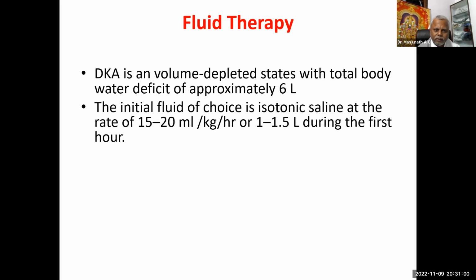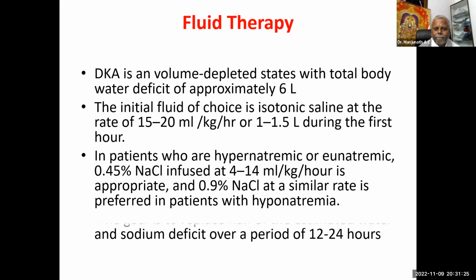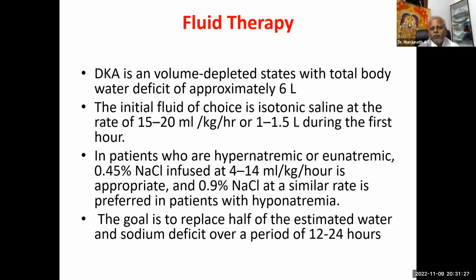Various other IV fluids have been tried, like ringer lactate, half normal saline and all, and they have not been found as advantageous as isotonic saline. In patients who are hypernatremic or eunatremic, the half normal saline infusion at 4 to 14 ml per kg per hour is appropriate, and the 0.9% normal saline at a similar rate is preferred in patients with hyponatremia. The goal is to replace half of the estimated water and sodium deficit in the first 12 to 24 hours.